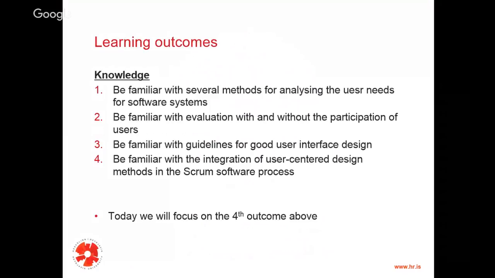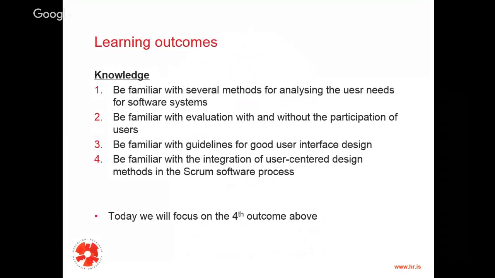Okay. So the 4 knowledge learning outcomes are that after the course you are supposed to be familiar with several methods for analyzing the user's needs for software systems. And even though you have used some methods, I've told you about other methods. So this is more like that you can tell me about more methods than we have covered in the course.